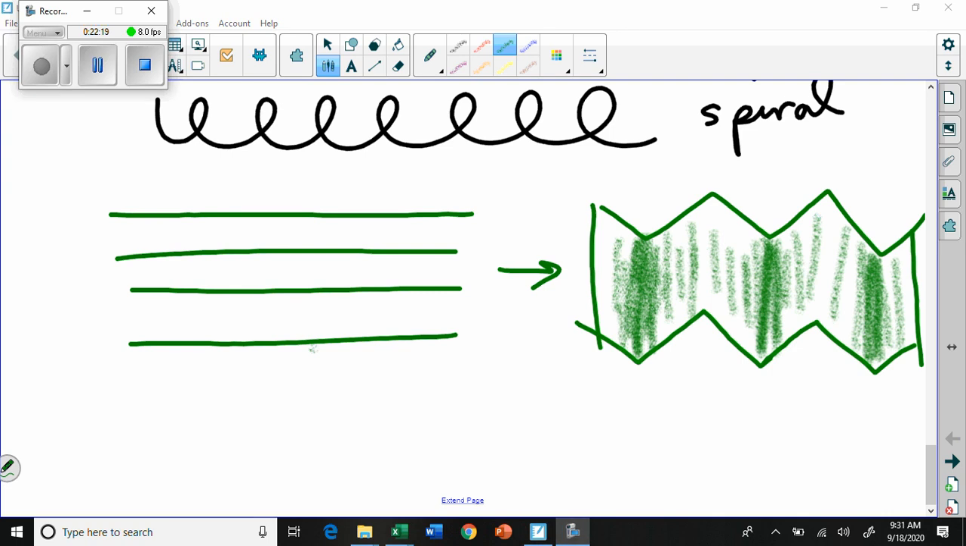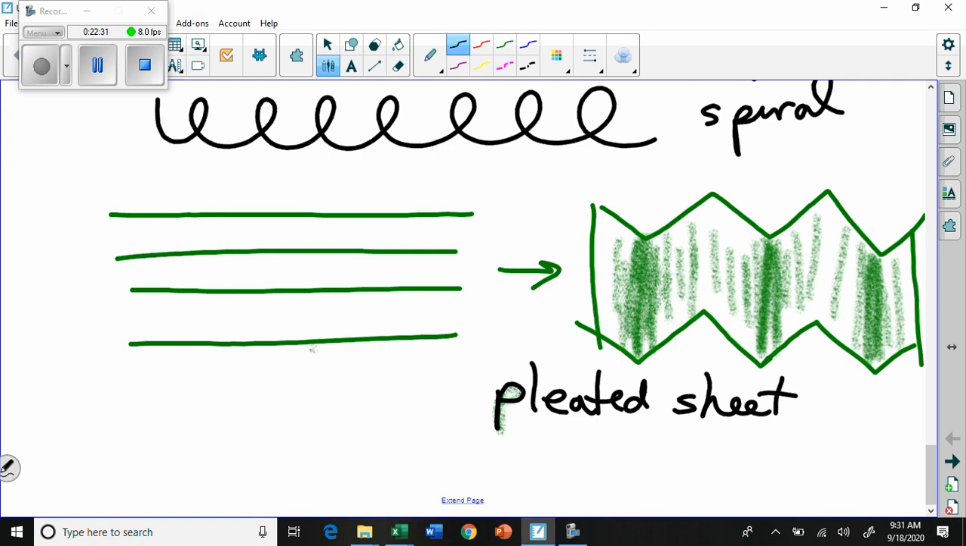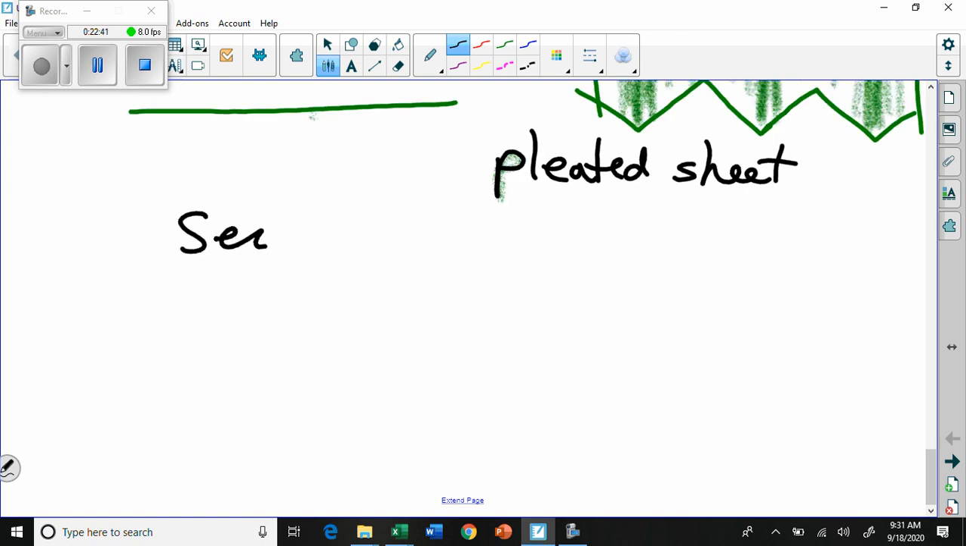Okay, so this is called the pleated sheet form. And these are the two most common ways that these lines or chains crumple up. And this is called the secondary structure of a protein. So not only is it a long chain, but the chain itself has a specific shape. It's either a spiral or a bunch of chains making a pleated sheet. So far, so good. Okay.